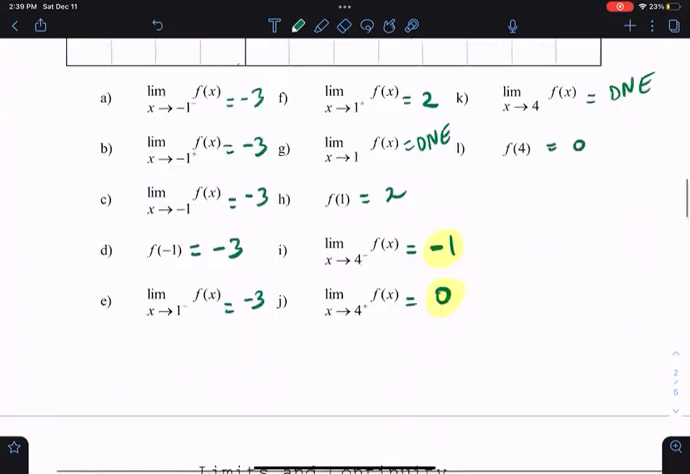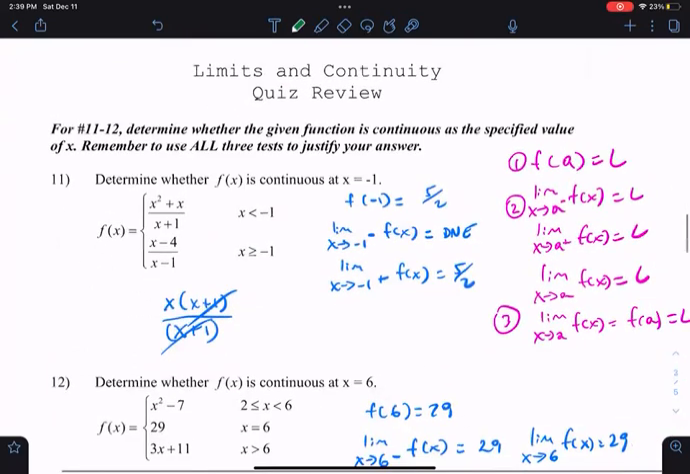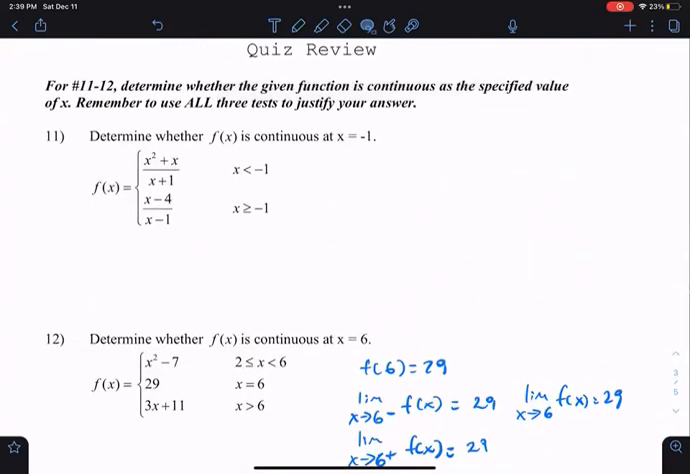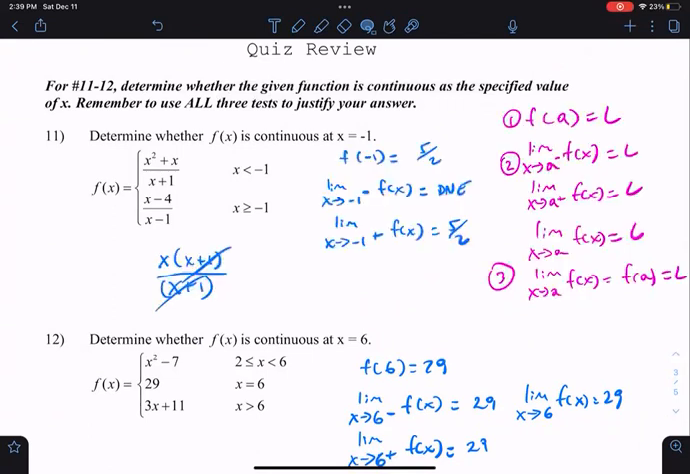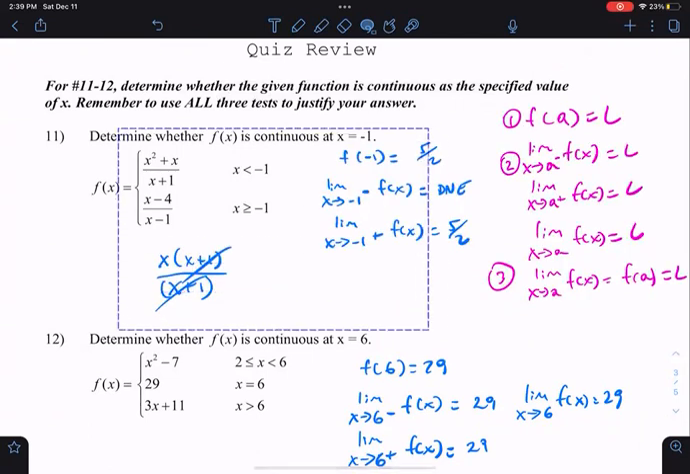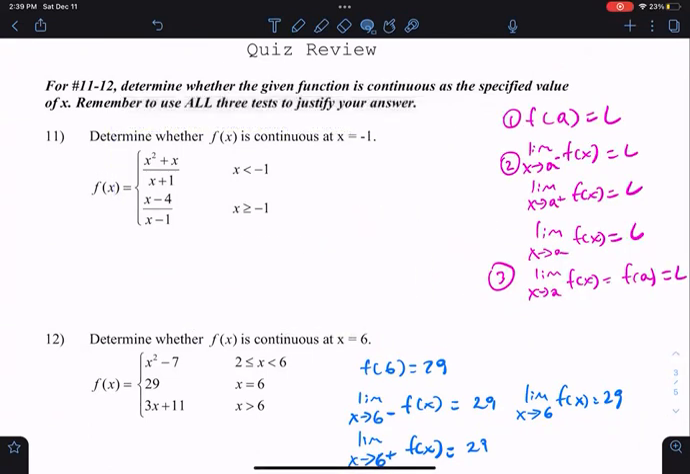Let's continue. I should not erase that. I should just erase this. Okay. Let me erase this thing. So they're asking you, determine whether the given function is continuous at that specific value of x. Remember to use all 3 tests to justify the answer.